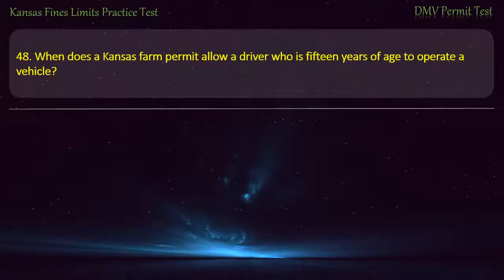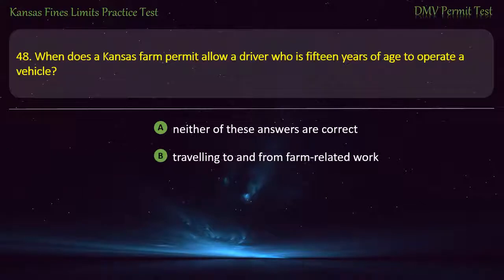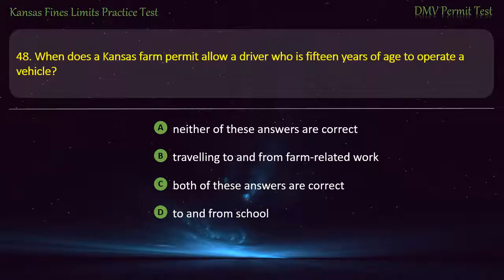Question 48. When does a Kansas farm permit allow a driver who is 15 years of age to operate a vehicle? Neither of these answers are correct. Traveling to and from farm-related work. Both of these answers are correct. To and from school. Answer. Both of these answers are correct.